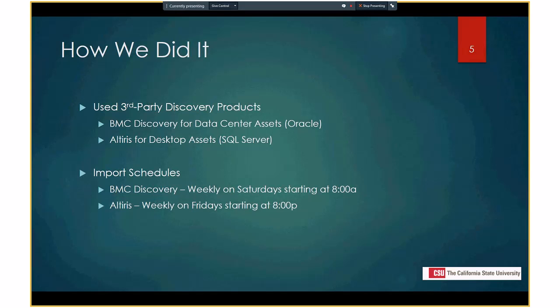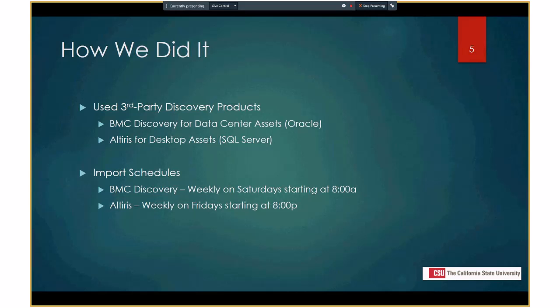We were also using Altiris, and we were using it to discover all of our desktop assets, whether they be laptops or desktops, and it would discover them and also put in all of the software that was installed on the desktops or the laptops that it found.